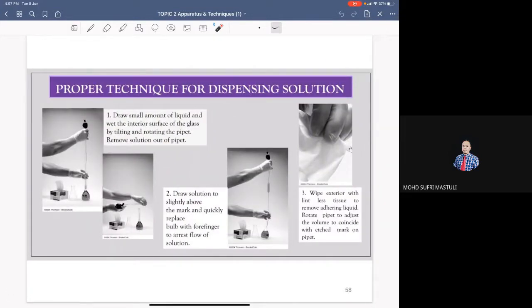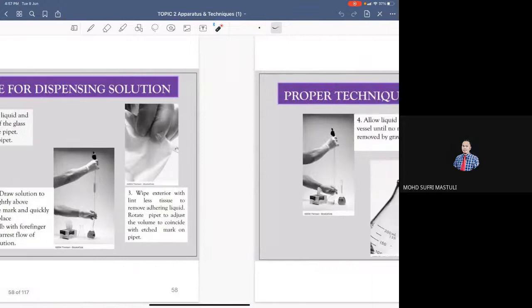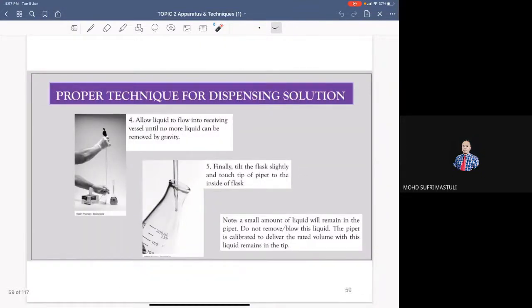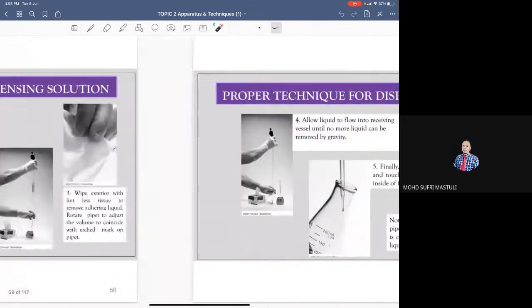So this is a proper technique to dispense the solution using the pipette. Also, you can read up on this slide and then make your own summary. Okay, hold on.